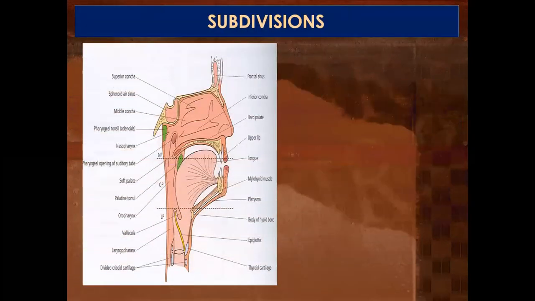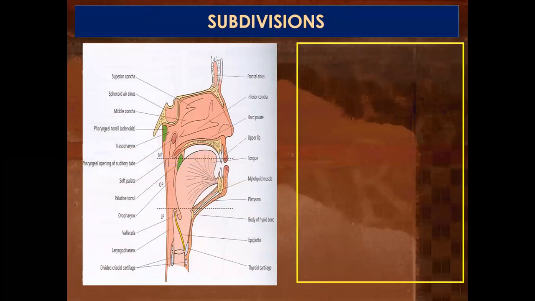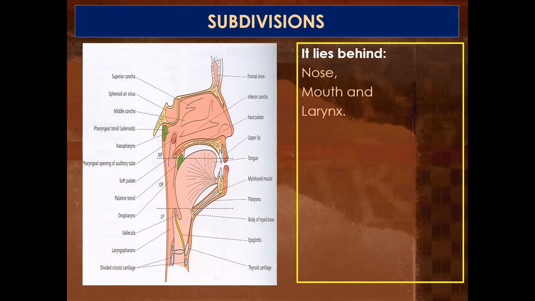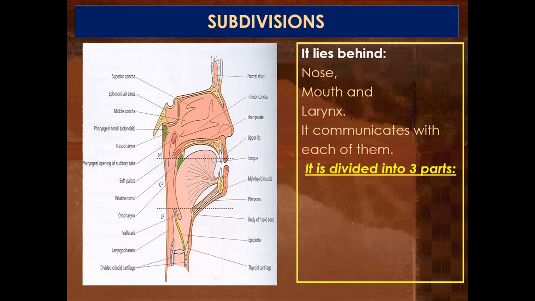Coming to the subdivisions of the pharynx, because it is a long tube, it is divided into three parts. It lies behind the nasal cavity, mouth, as well as the larynx. Depending on behind which cavity it is present, it is named accordingly. As it communicates with the nasal cavity, it will be called the nasopharynx. So it is divided into three parts because it is behind three important structures.